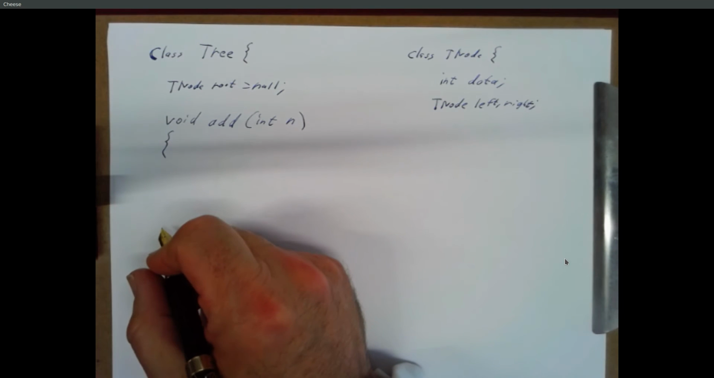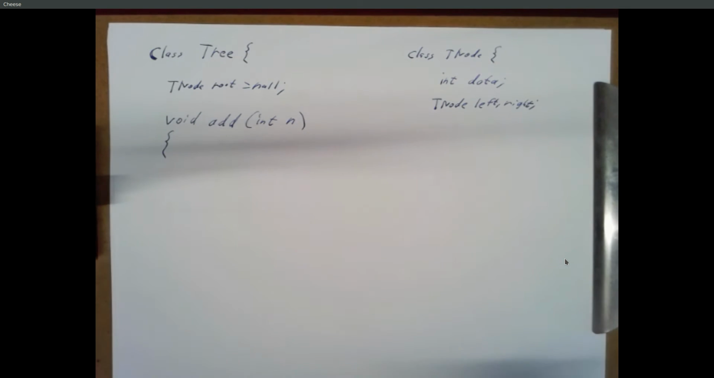So if n is bigger, put it on the right. If it's less, put it on the left. How do we stop that recursion from calling itself indefinitely? Check to see if left or right is equal to null. And if it is, then we just put the new node directly on the left or the right without calling our add function.